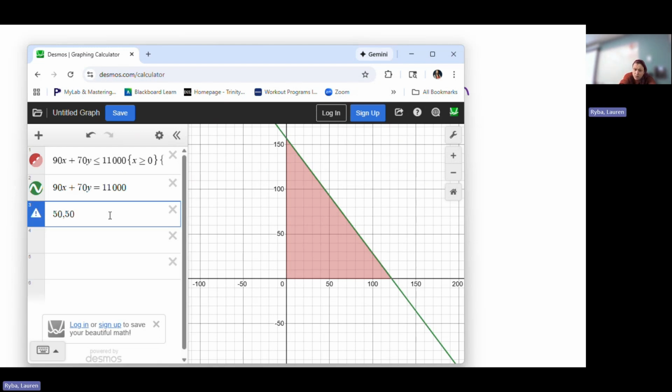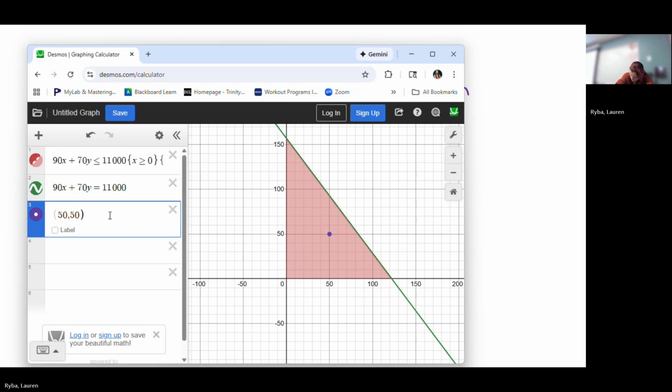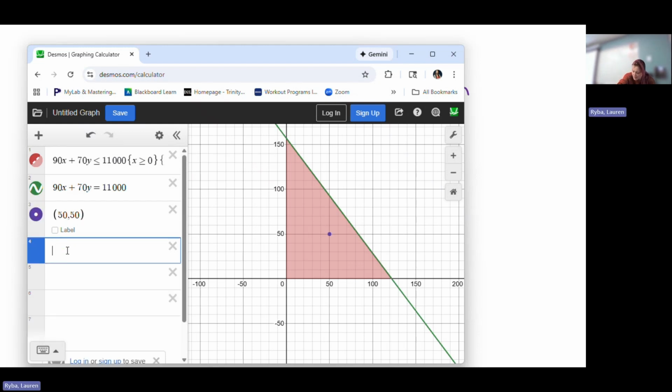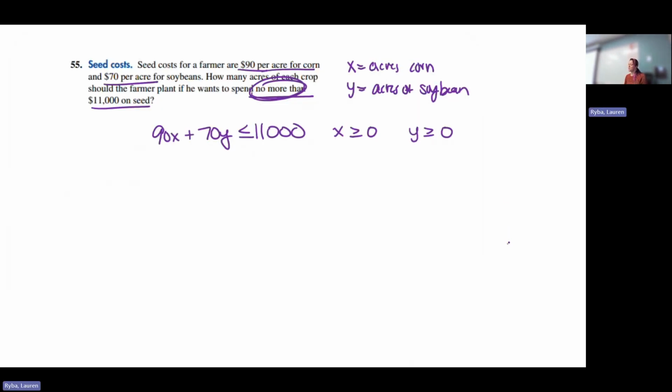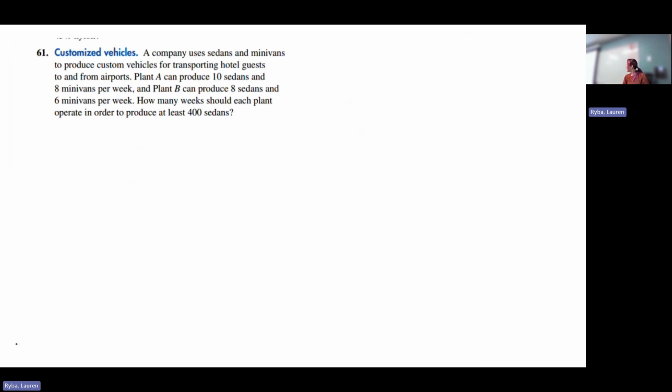That did not graph as a point. Right? Anything inside there. 30-100 is in there. Okay? So anything on the line or within the shaded region is a potential solution that could be used. Make sense? So for now, we're just graphing and finding potential solutions. Eventually, it will lead to fewer potential solutions and then ultimately the best solution.